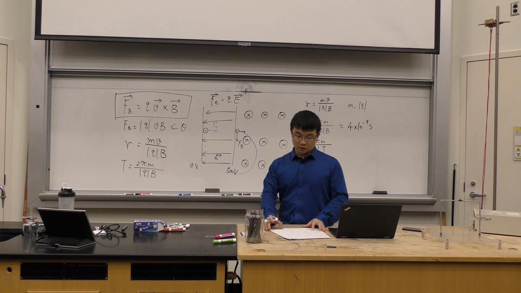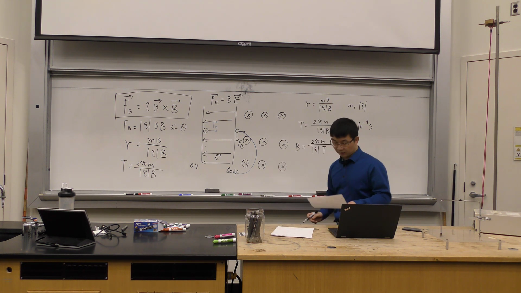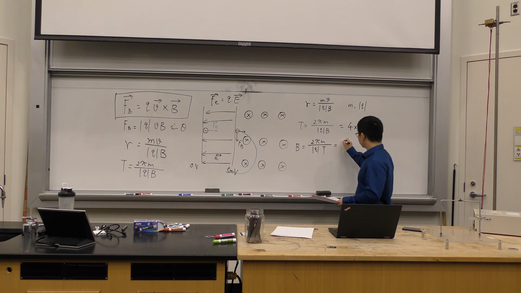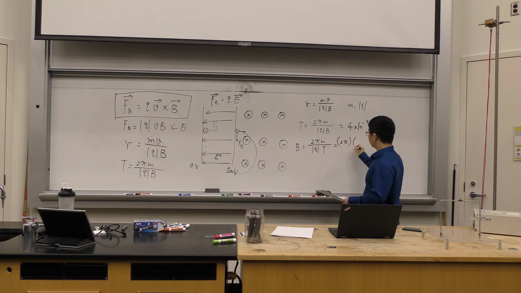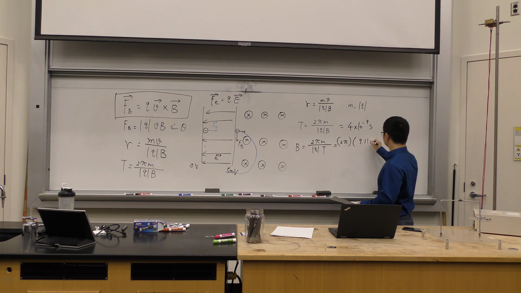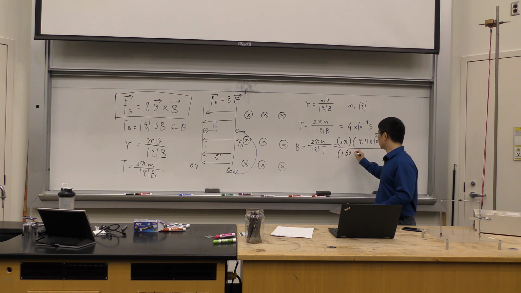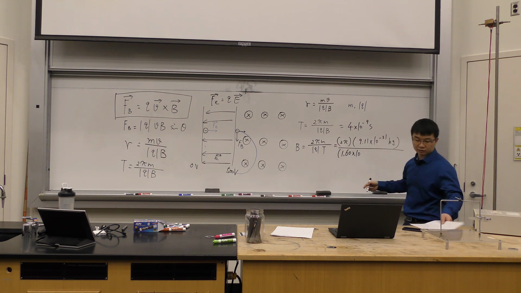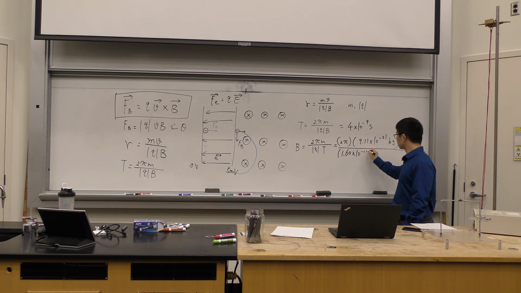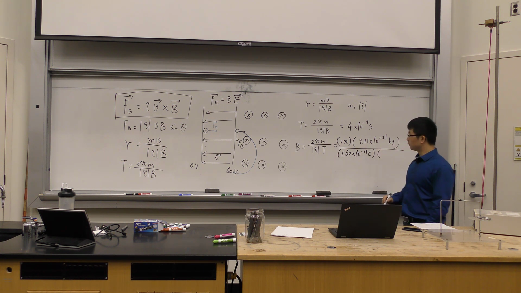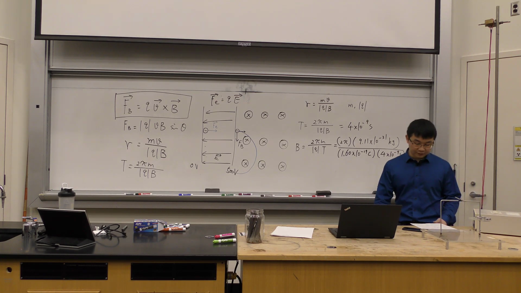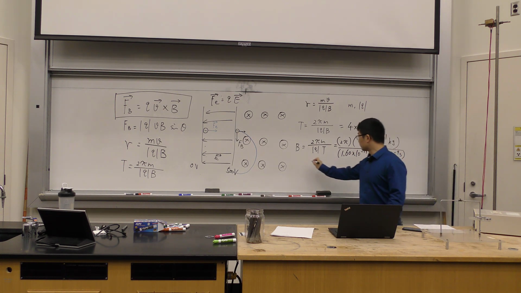Okay, do the algebra yourself, see if you can find the right answer. So you're going to do 2 pi, the mass of the electron, the charge of the electron, the same, right? And you don't need to worry about the sign because everything is magnitude. And the period, 4 nanoseconds. Okay, so that's how we find the B, right? This is what I found.